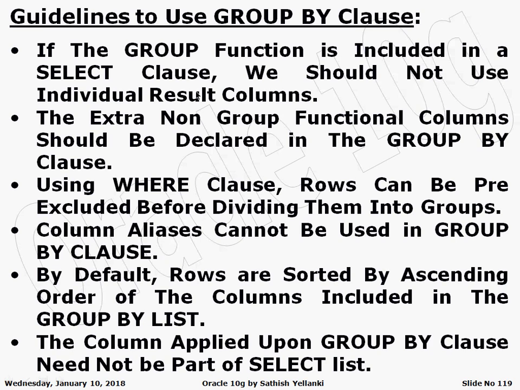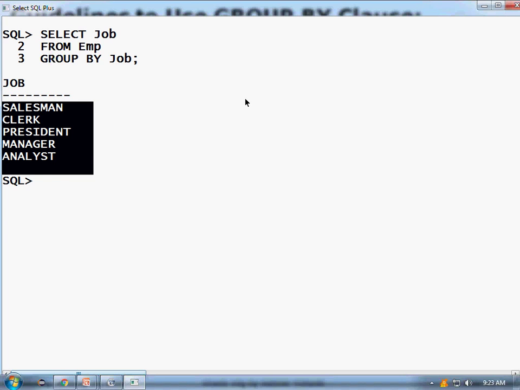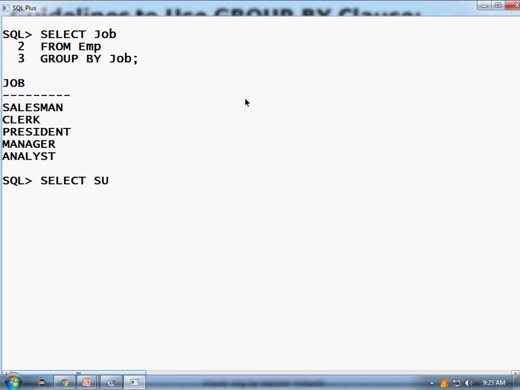If a group function is included in the select clause, we should not use individual result columns. That is what we said 24 hours back. It means whenever I have a group function within my particular query and I execute it, it gives me multi-granular data converted to a lower level, or a single granule.